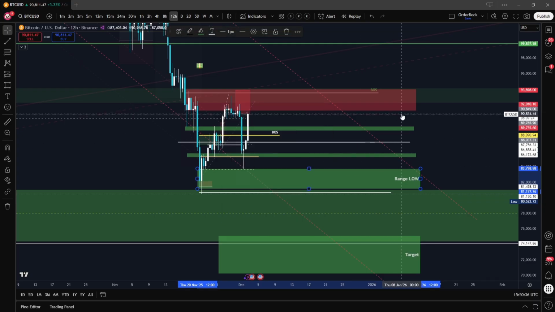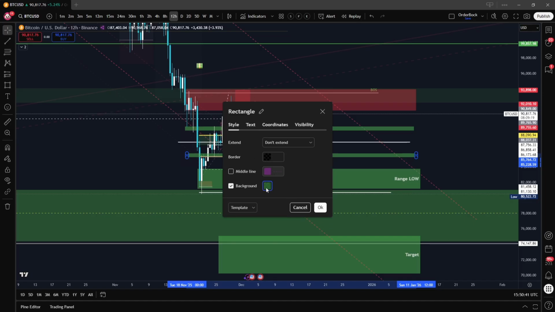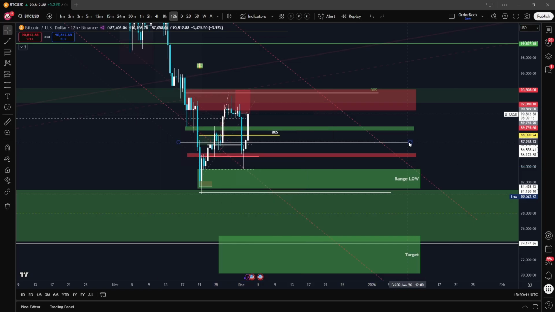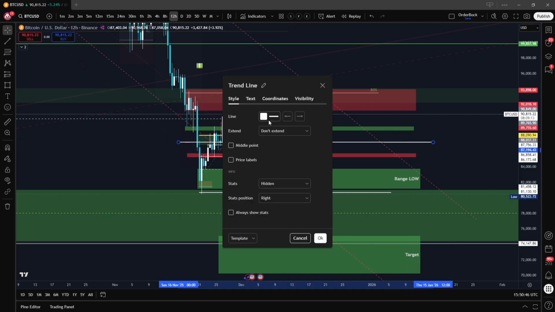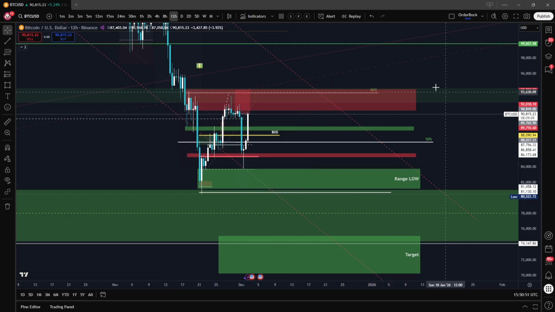Okay. And let's make this one red, to match everything else that's there. This is the 50% line. So we'll say this is a 50% line right here. Okay, cool.